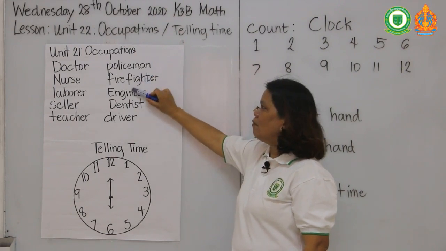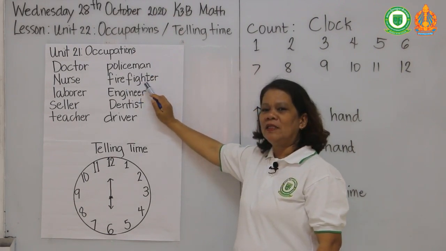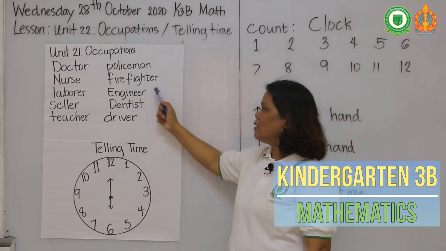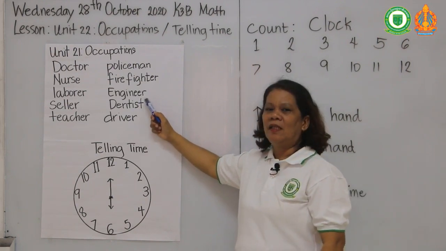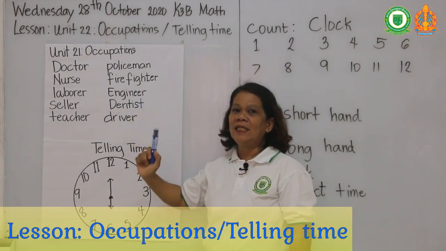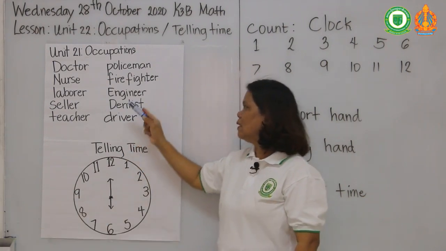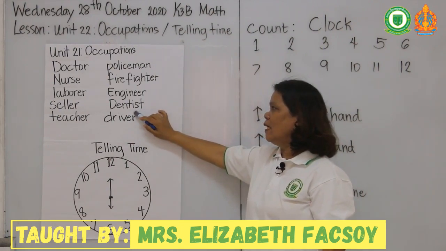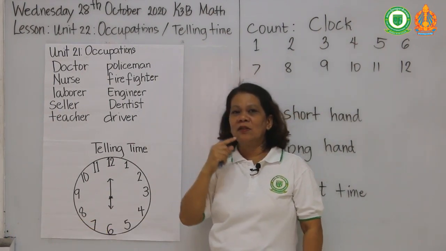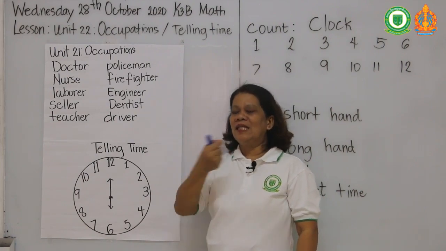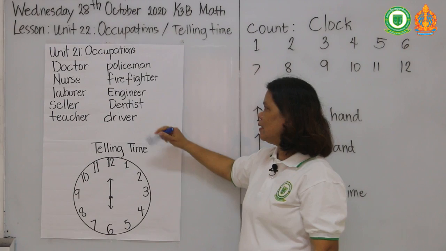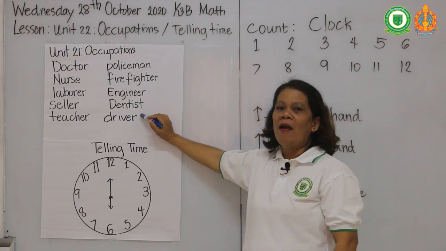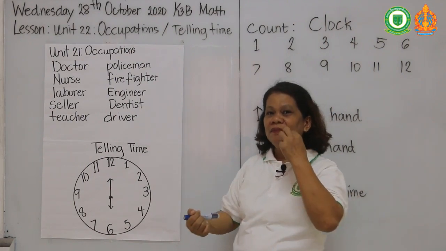Okay, so policeman. Firefighter. A firefighter is the one who stops fire. Okay, firefighter. Engineer, this person is designing a house, or he is making a plan for a building or a big house, like that. Dentist is the one who takes care of your teeth. Okay, so they are checking your teeth if they are okay or healthy. So you have to visit your dentist, or you should have your monthly dental visit to check your teeth.